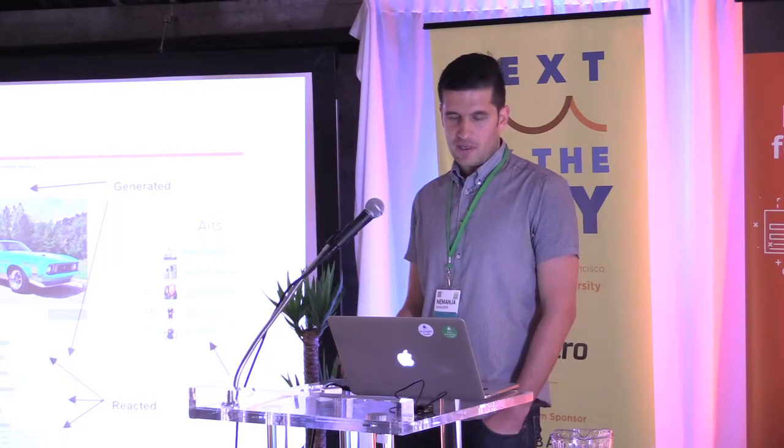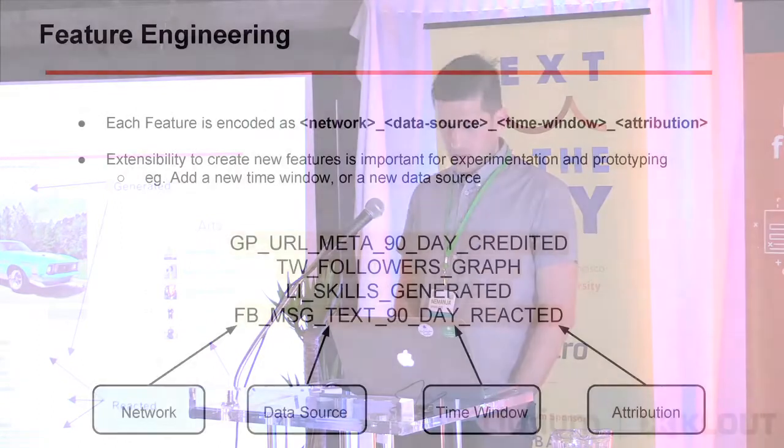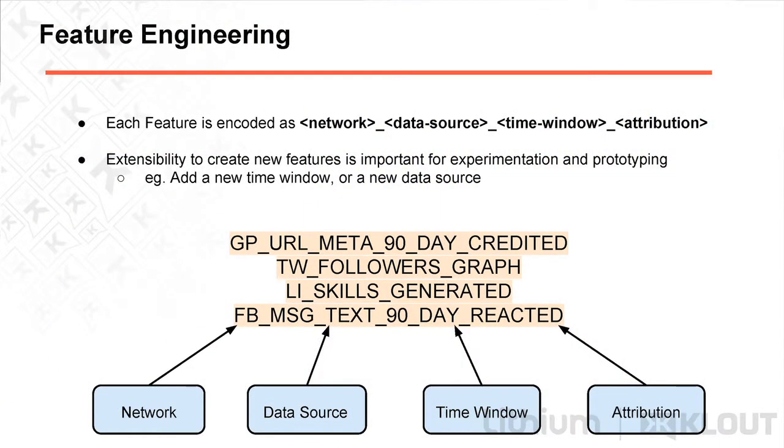And finally, we had a graph attribution as well. In the feature naming, the encoding we use would capture the network, the data source it came from, optionally the time window the feature is applicable for, and finally the attribution.